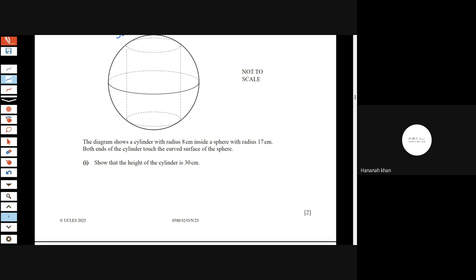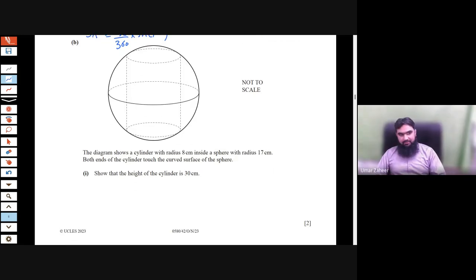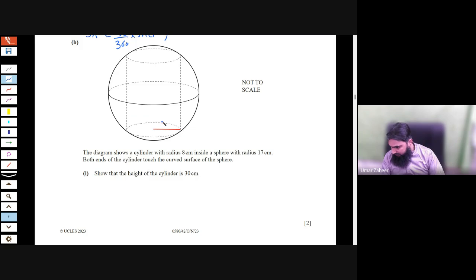Okay. Yes, sir. Now we have the B part. The diagram shows a cylinder with a radius of 8 centimeter, inside a sphere with radius 17 centimeter. Both ends of the cylinder touch the sphere. Calculate the height of the cylinder. Okay, we have to calculate the height.